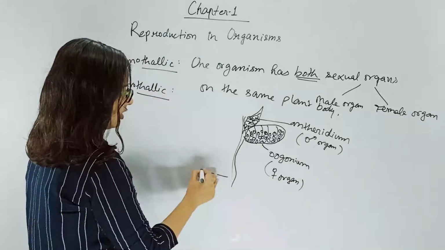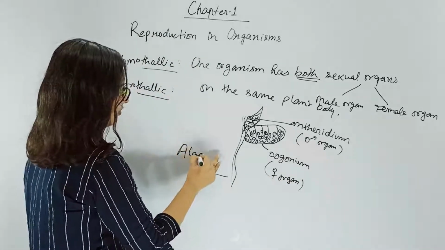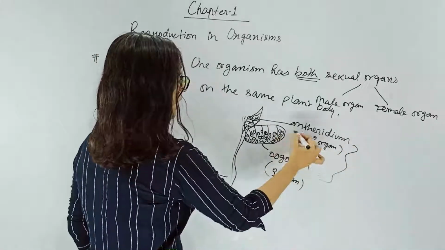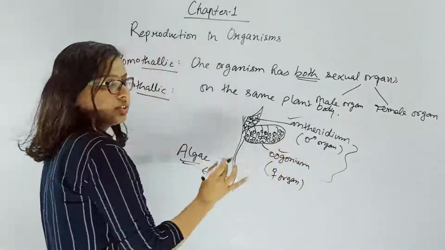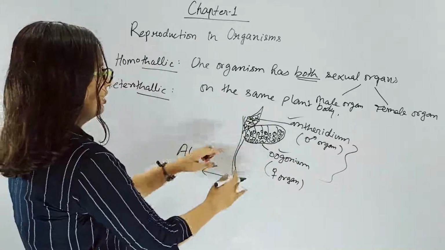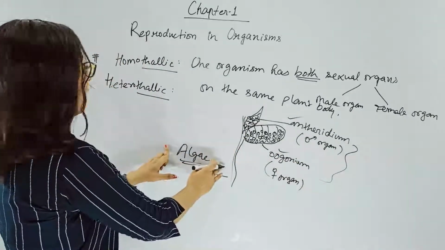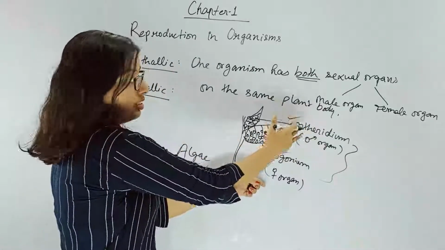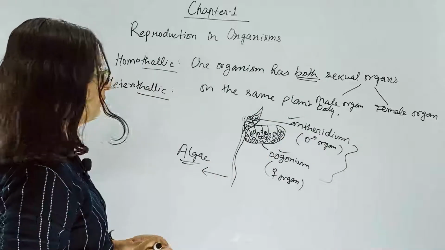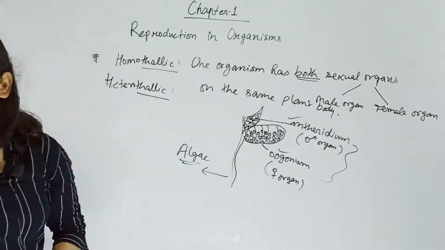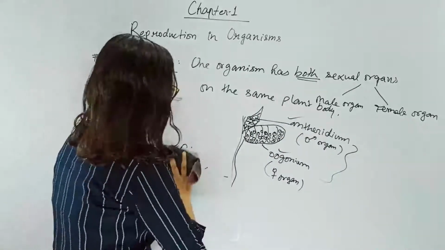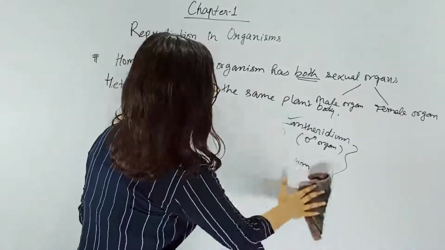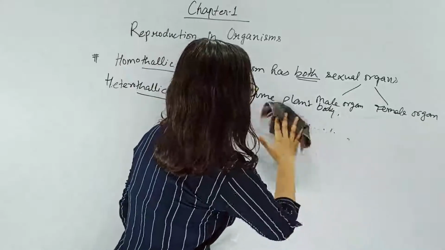So suppose this algae has both of these. Antheridium is also there, oogonium is also there on the same plant body. So this particular algae will be termed as homothallic because it has both the organs on the same plant. So in case of lower plants, you can term it as homothallic.